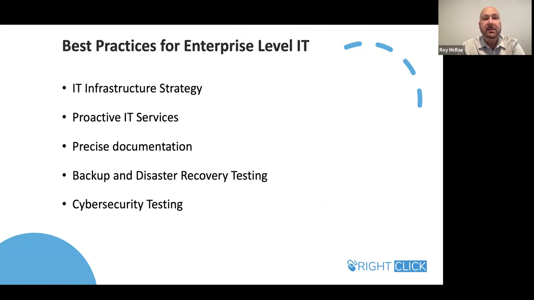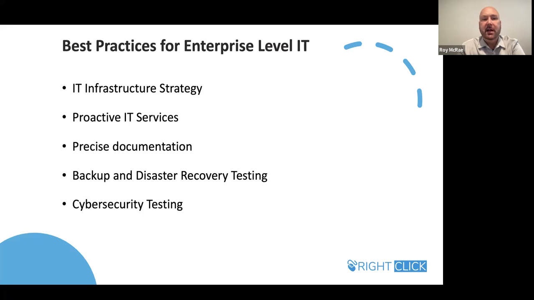Precise documentation encourages knowledge sharing and will significantly improve processes, ensure standardization, and establish a high benchmark for quality control. It's also very important that you review your documentation quarterly and remove outdated and obsolete content. And without regularly scheduled backup and disaster recovery testing, there's no confidence in your disaster recovery preparedness.